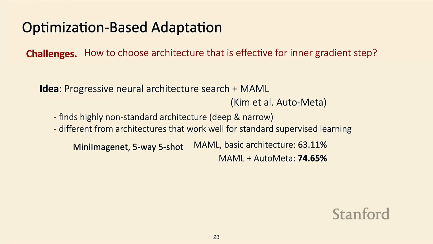The basic architecture on 5-way 5-shot mini ImageNet gets you 63.1%, which is a lot better than what you've been doing in homework 1, if you've gotten started with homework 1. And if you also optimize for the architecture, you can do even better than that. You can get up to 74%. The state of the art these days, I think, is in the low 80s at this point.